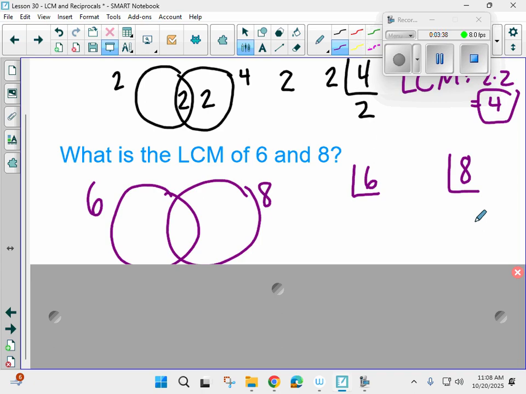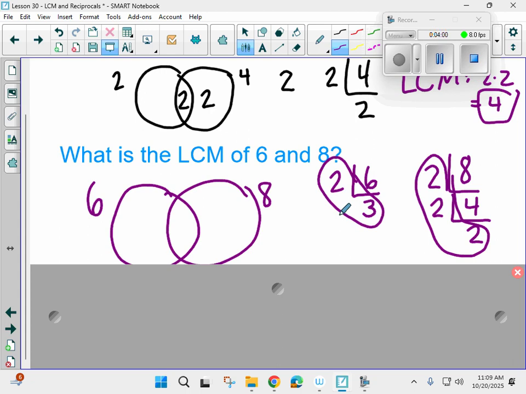So I'm going to divide this by 2, which is 3. And I'm going to divide this by 2, which is 4. And I can still divide again by 2, which is 2. Okay, so 8 is 2 times 2 times 2, right? That is 8, 2 times 2 times 2. And 6 is 2 times 3, so it's broken down into prime numbers.